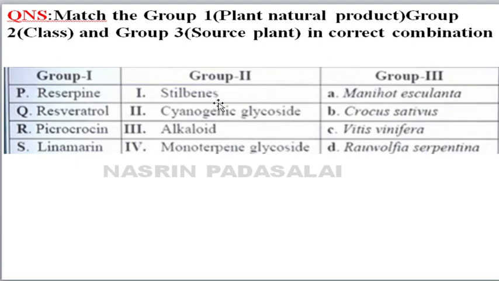It's a type of stilbene secondary metabolite, and it is present in Vitis vinifera, which is nothing but grape. Okay, and this picrocrocin is a plant natural product. It belongs to a class called monoterpene glycoside, and it is isolated from Crocus sativus. And last is linamarin, a type of cyanogenic glycoside, and it is isolated from a plant called Manihot esculenta. So this Manihot esculenta is nothing but cassava, that is tapioca.